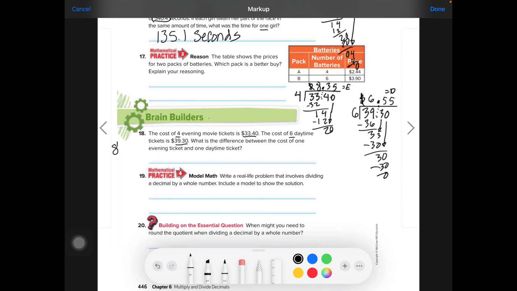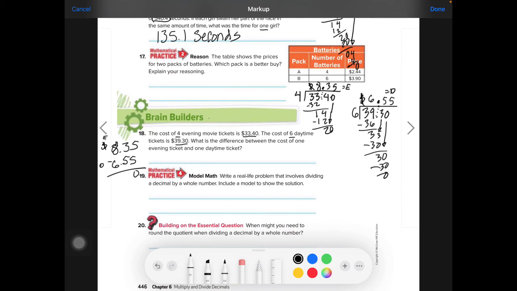So you need to find the difference. Okay, the bigger number goes on top when we do differences. So I'm going to do that over here. So 8.35, and that is for the evening ticket. And the daytime ticket is $6.55. And we're going to subtract those.